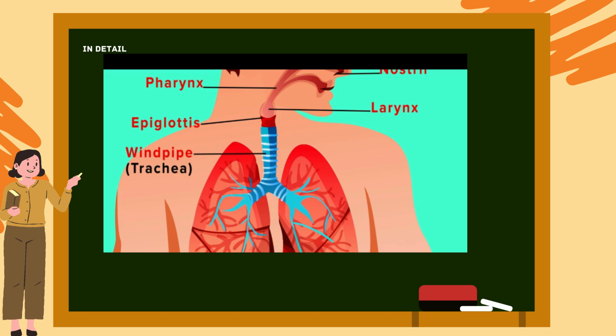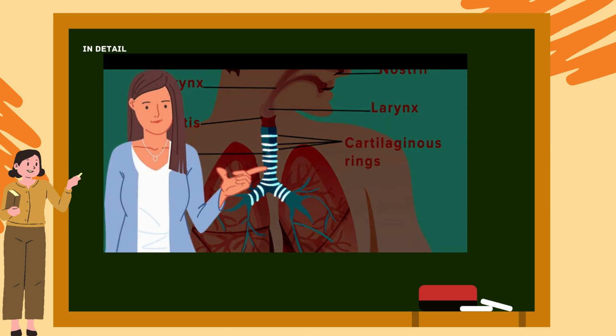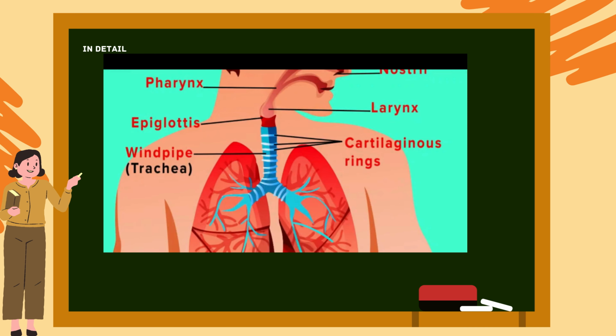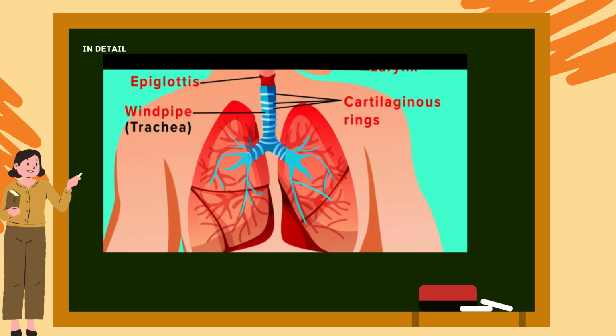If you carefully observe the structure, there are many C-shaped cartilaginous rings present on the trachea. What do you think is the function of these rings? These rings prevent the windpipe from collapsing. Close to the lungs, the trachea, or the windpipe, divides into two tubes called the bronchi. The single tube is called a bronchus. Each of these tubes enters their respective lungs.